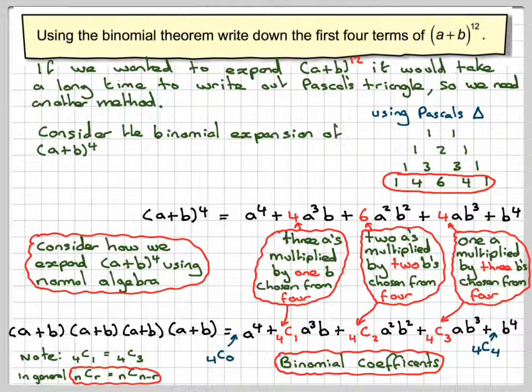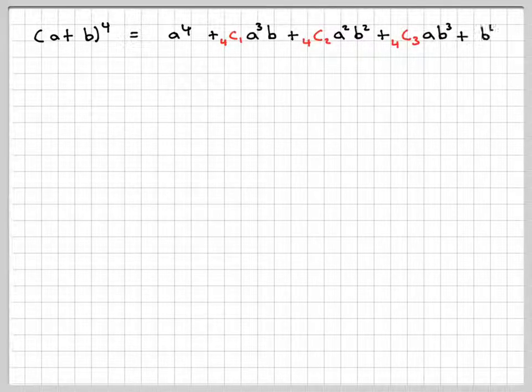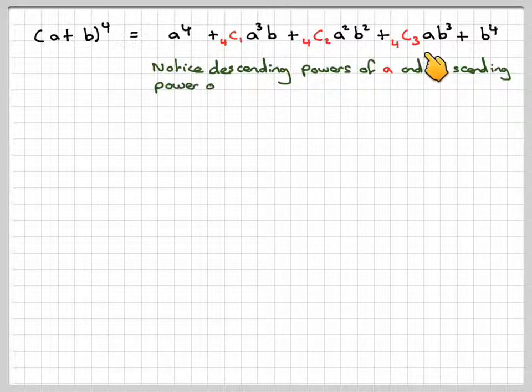So (a plus b) to the 4 is that. Can we now come up with a general formula if we've got something like (a plus b) to the n? Notice one thing: descending powers of a, the powers of a are getting smaller, and ascending powers of b. If you consider this one to be b to the 0, then these are increasing. At the end here we've got a to the 0, which is equal to 1, so we don't bother writing them in.